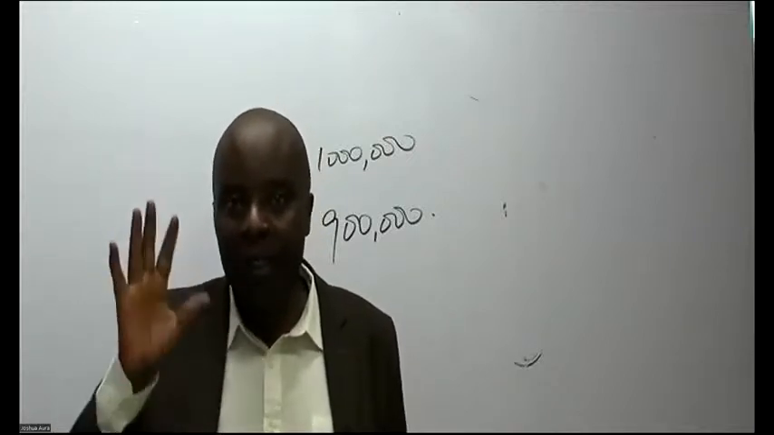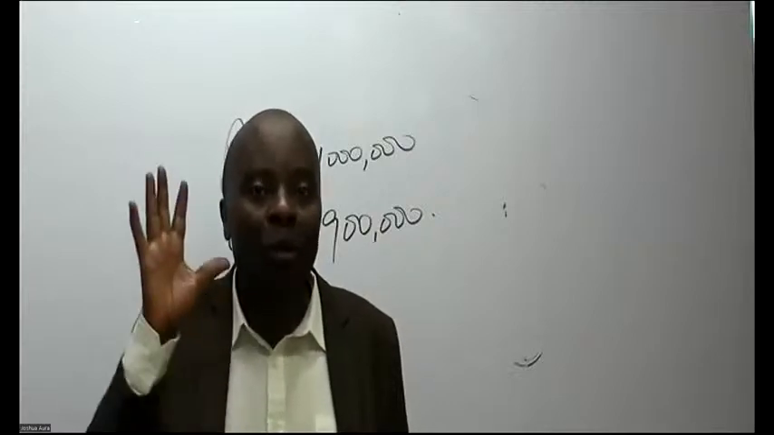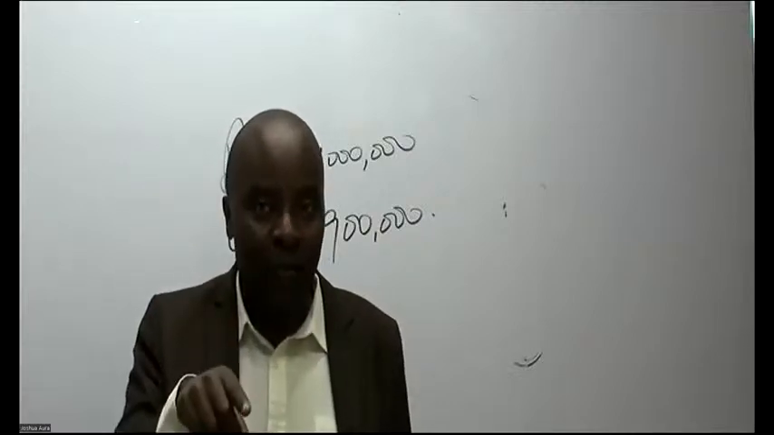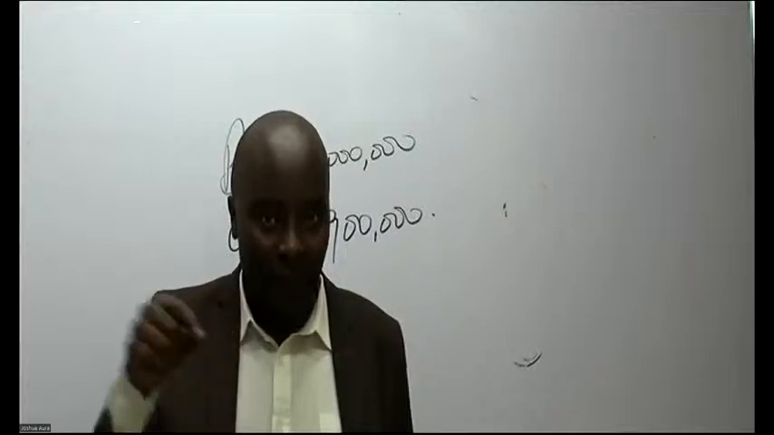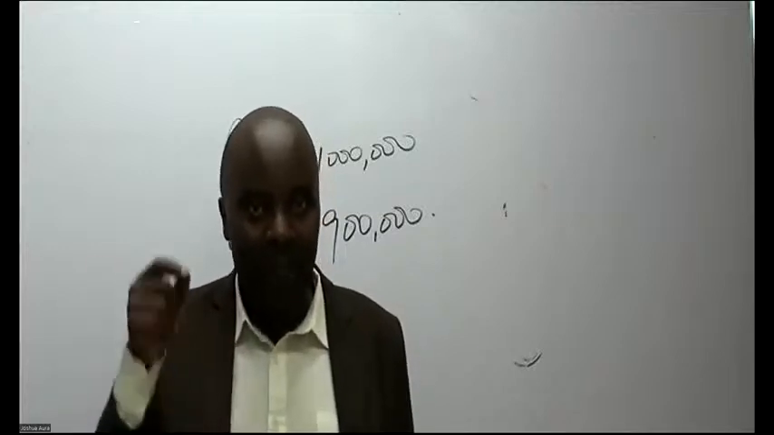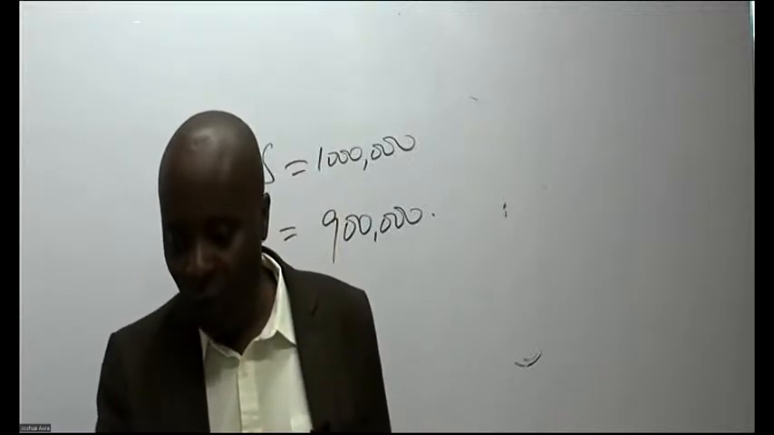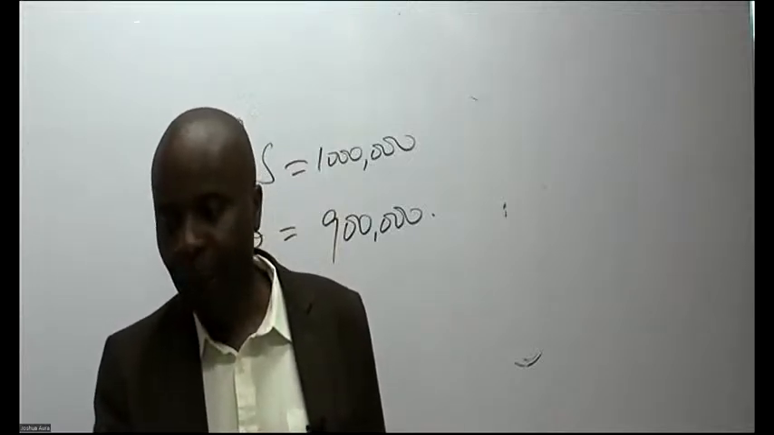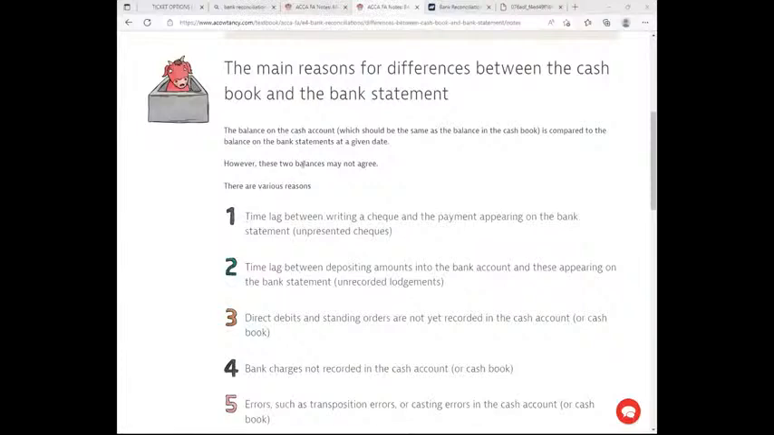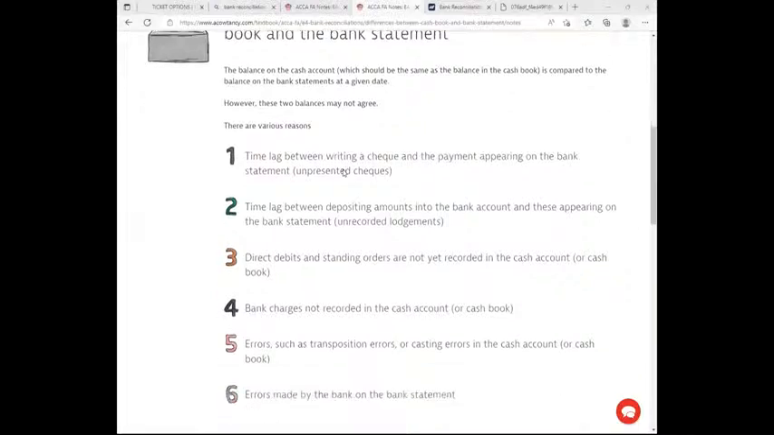Before I get a bank statement, I will not be able to know whether those expenses have been paid by my bank, perhaps because I had a standing order. Now listen to me very well, ladies and gentlemen, this is very important. We are told that the balance on the cash account, which should be the same as the balance in the cash book, is compared to the balance on the bank statement at a given date. However, these two balances may not agree, and there are various reasons.